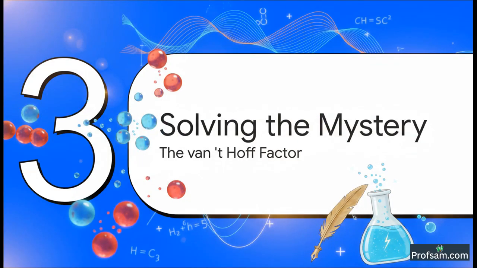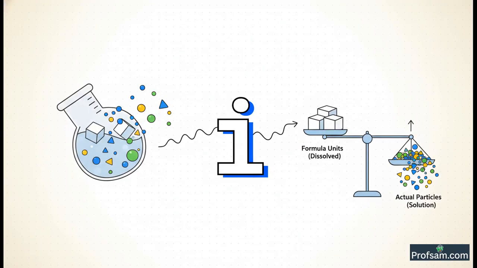Okay, so we know what's happening, but how do we fix our calculations? Well, back in the late 19th century, a brilliant chemist named Jacobus van 't Hoff came up with a very elegant solution for this exact problem. He introduced something called the Van 't Hoff factor, and we represent it with the letter i. It's basically a correction factor. It's a simple number that tells us the ratio of the actual number of particles in the solution compared to the number of formula units we dissolved in the first place.